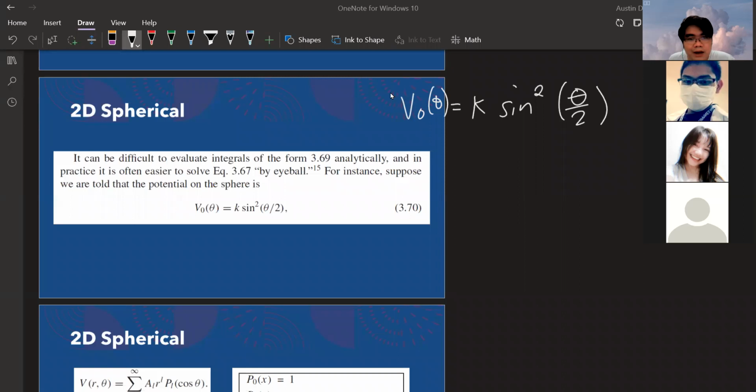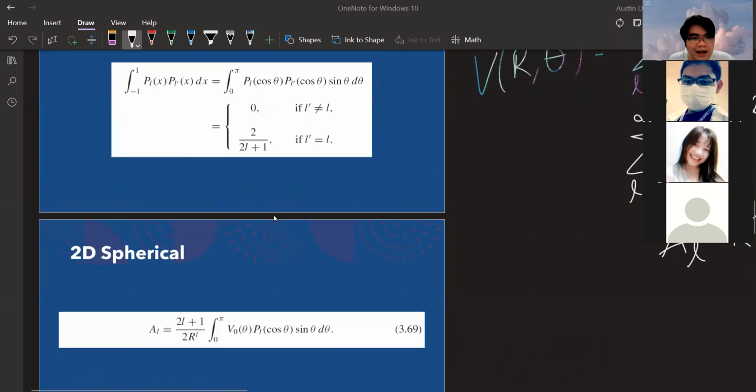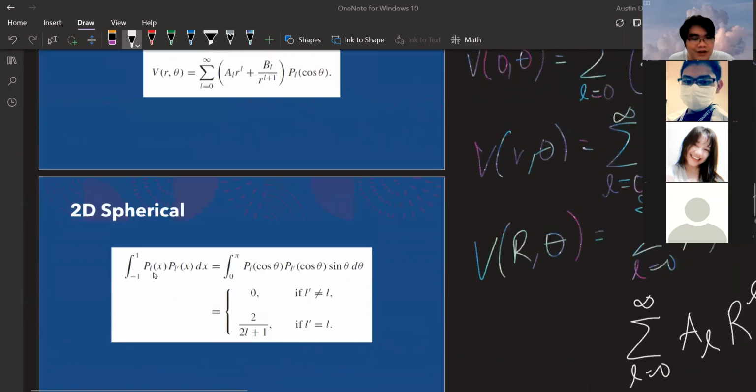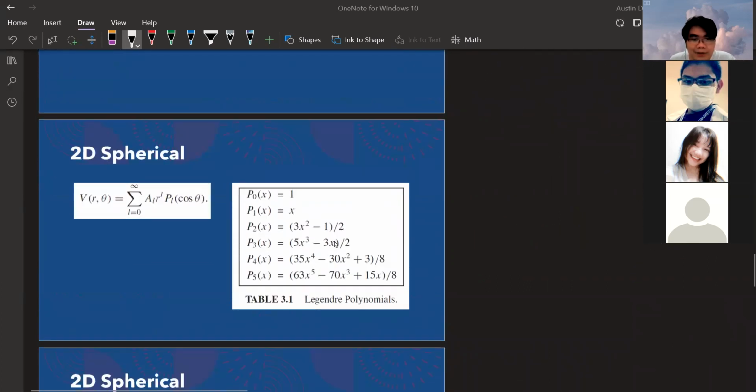Sir, yung PL po ba ay function of cos theta or nakamultiply lang po yung cos theta? No. Function yung PL. Okay, it can be a function of x, it can be a function of cosine theta. Okay? Pakita natin kung ano ba yung values ng PL. So ito yung Lagrange polynomials.